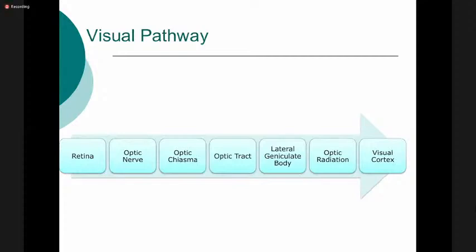The visual cortex in the brain is mainly in the occipital area. It's also called the Brodmann area 17. When you do your surgery, neurosurgery, and neurology, you'll find that the brain is divided into various areas and they're named. So the visual cortex is Brodmann area 17.